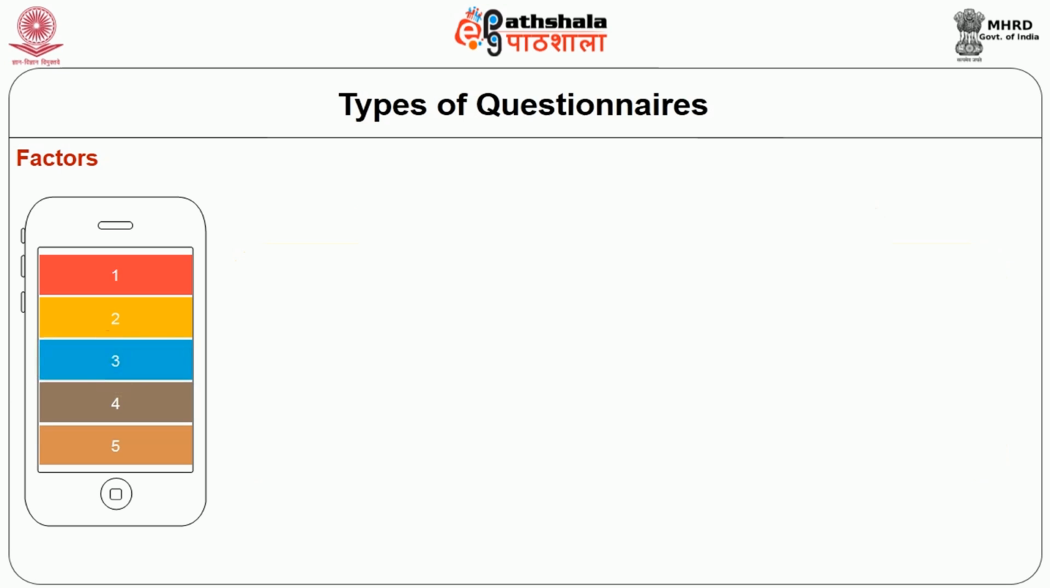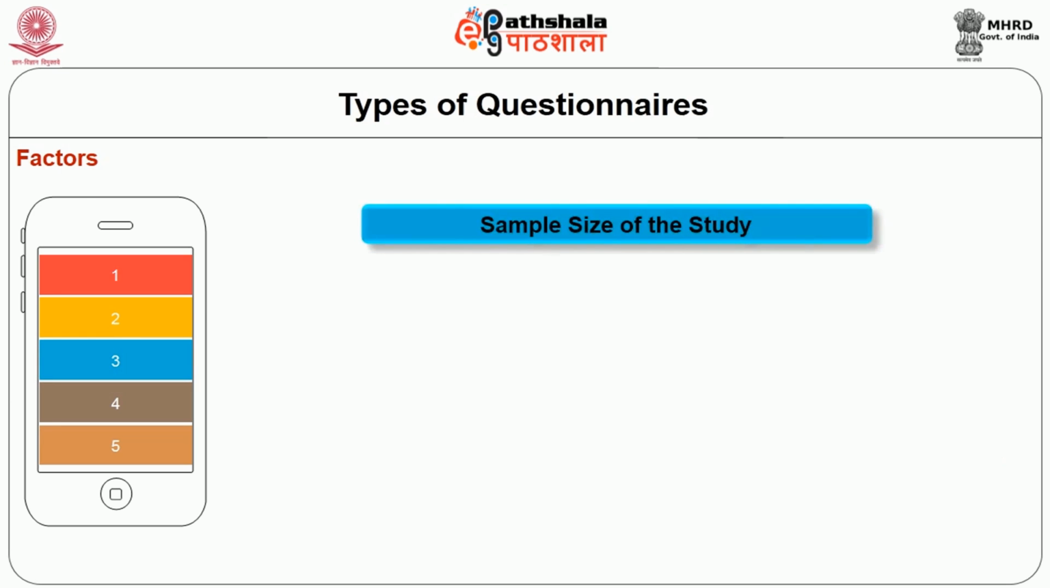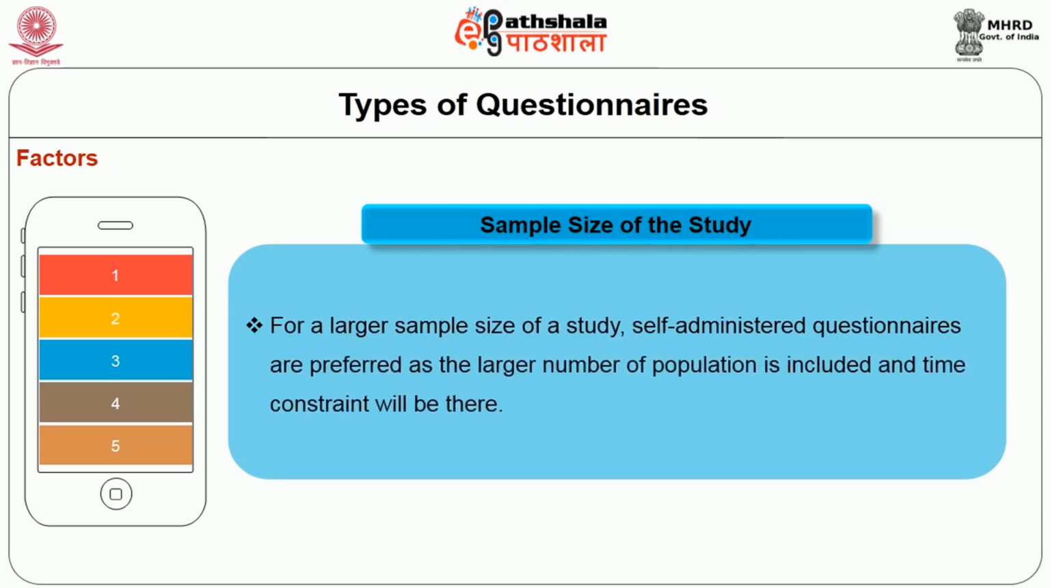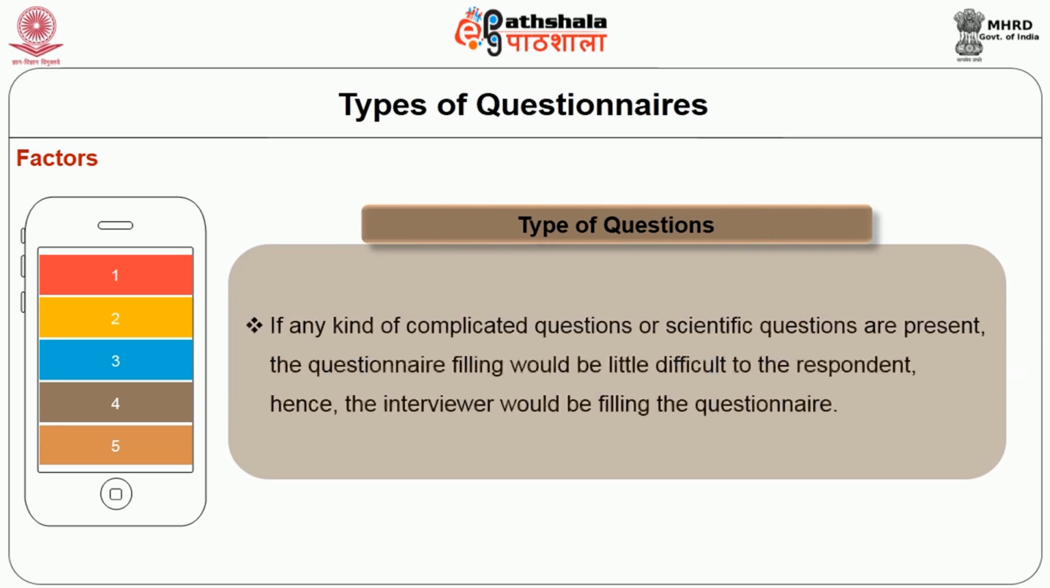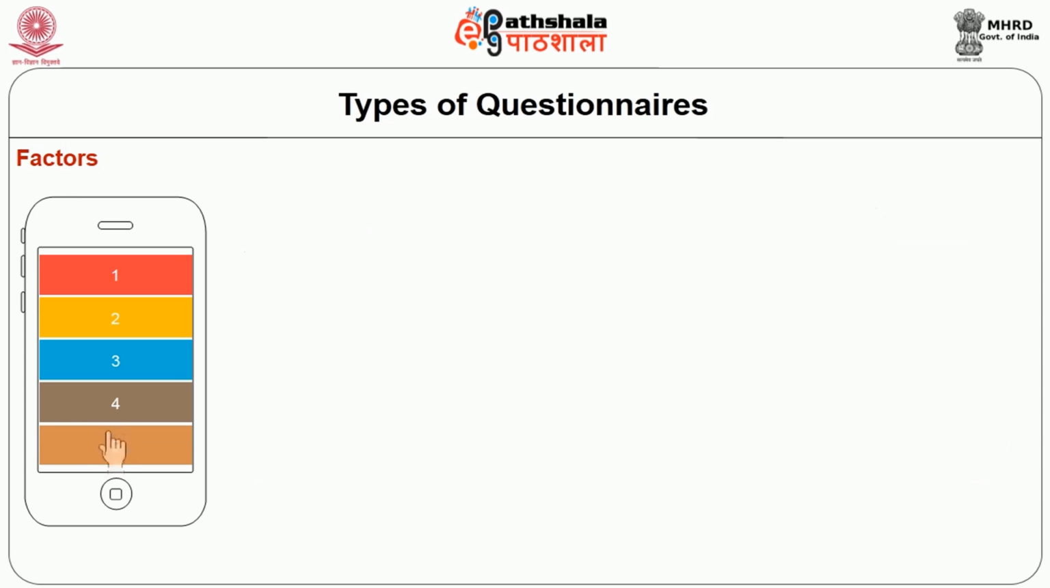The third factor that we have to consider is the sample size of the study. For a larger sample size, self-administered questionnaires are preferred, as a larger number of the population is included and there will be time constraints. The fourth factor is the type of question. If complicated questions or scientific questions are presented, filling in the questionnaire would be a little difficult for the respondent. Hence, the interviewer would fill in the questionnaire.